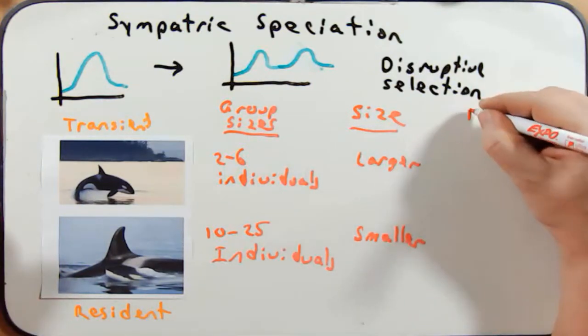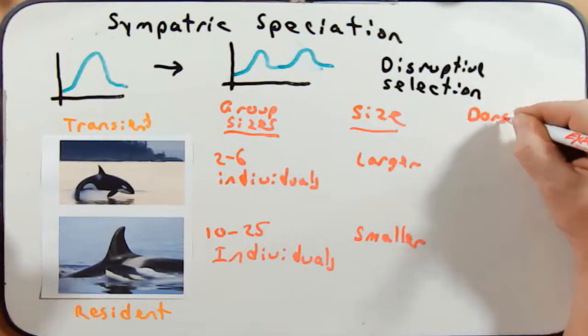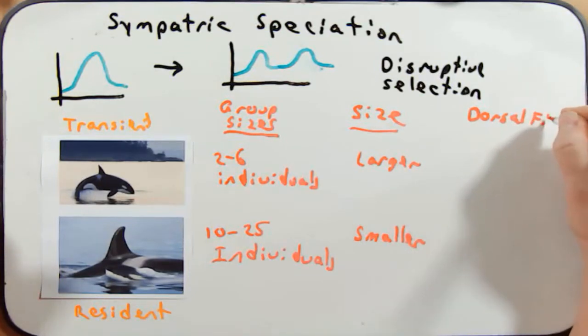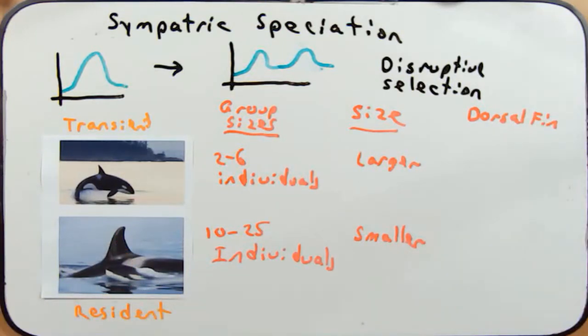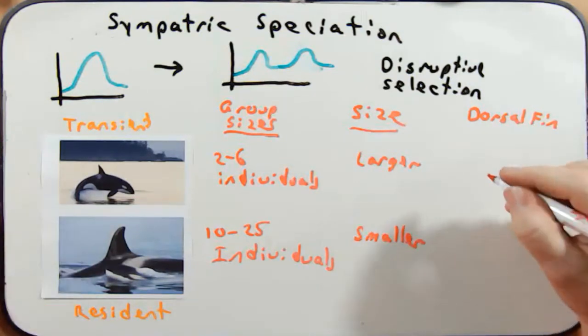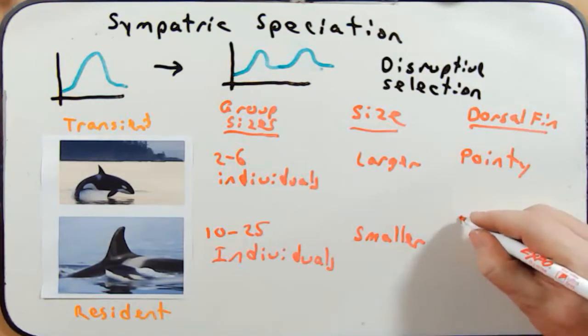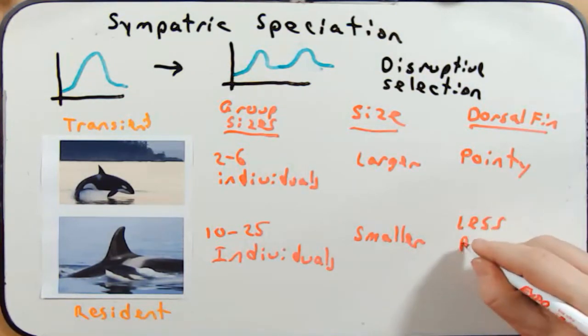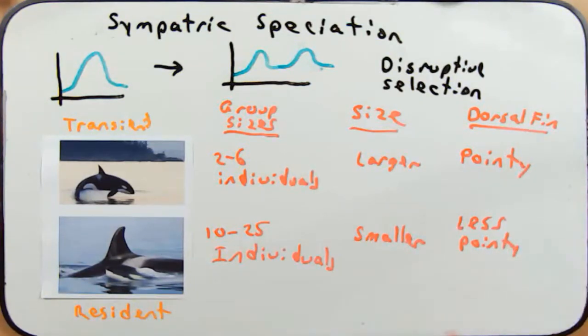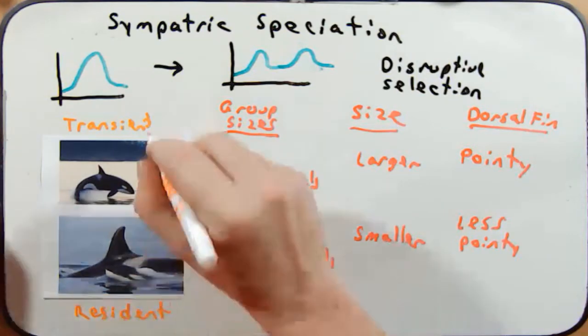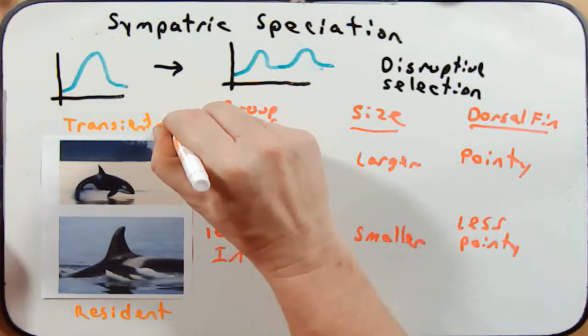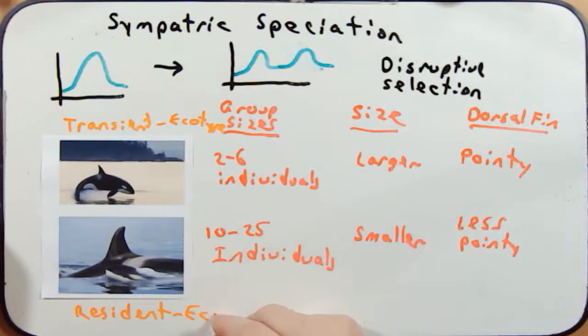This particular researcher also noticed that there was a very distinct feature on the dorsal fin, and that's on the back of the killer whale. And he noticed that the transient killer whale had a pointy dorsal fin. The resident had a dorsal fin that was less pointy. Not very scientific sounding, but less pointy. And it kind of had this little curve on it. Now I didn't use the term, but I should. We would consider these two groups of killer whales to be ecotypes. So this would be best called the transient ecotype. And down here would be the resident ecotype.